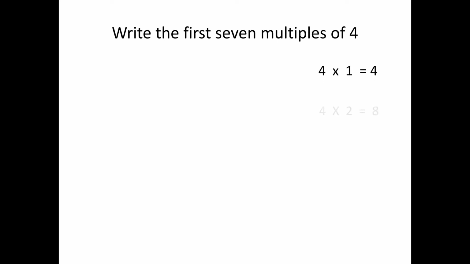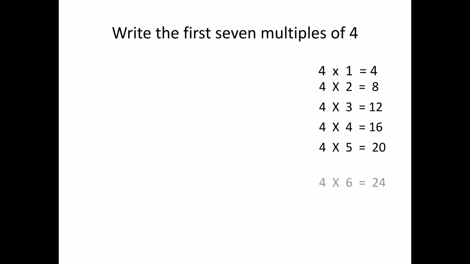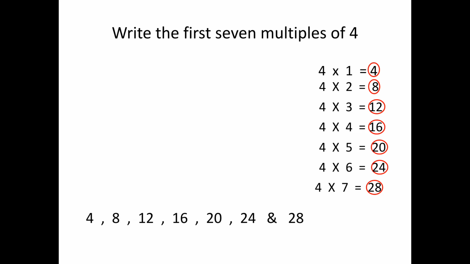So 4 times 1 is 4, 4 times 2 is 8, 4 times 3 is 12, 4 times 4 is 16, 4 times 5 is 20, 4 times 6 is 24, and 4 times 7 is 28. Now, where are my multiples? The numbers that are after the equal sign, or outside the equal, or the answer, or the product. These are my multiples, like the 4, the 8, 12, 16, 20, 24, and 28. Take care, you will use the same steps to get the least common multiple.